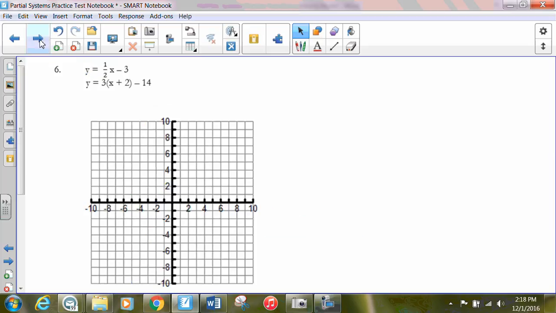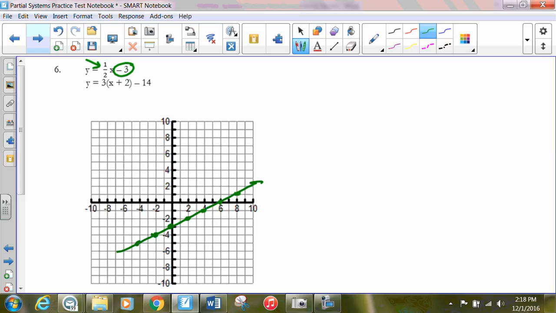So the next question, same thing. The first one's in slope-intercept form. So let's go ahead and graph this. My y-intercept is negative 3. My slope is 1/2, so that's up 1 over 2, up 1 over 2. We'll do it a few times. I'll even go backwards and put points in here, so I'm ready for any intersection that may happen.